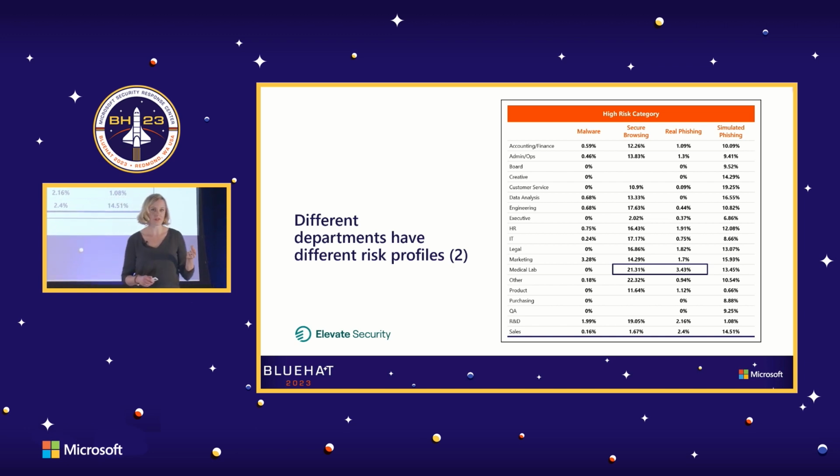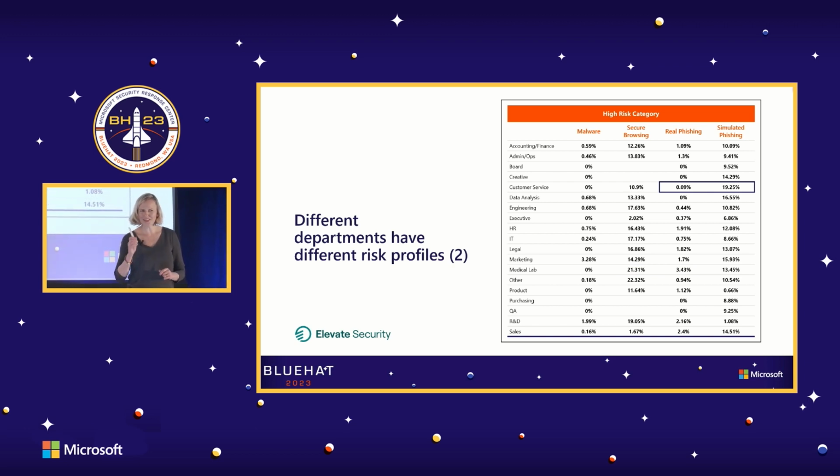Clearly, the type of work for employees in this kind of department lends itself much more to riskier browsing and phishing. So when we think about remediation, we might think about helping folks with these kind of areas of risk. Customer service. They've clearly figured out how to detect real phishing attacks, but are terrible at the simulated phishing. This is a shocking finding to me. And on the other end of this, the R&D group, they seem to have phishing, both real and simulated, fine, but browsing is not in their capabilities.